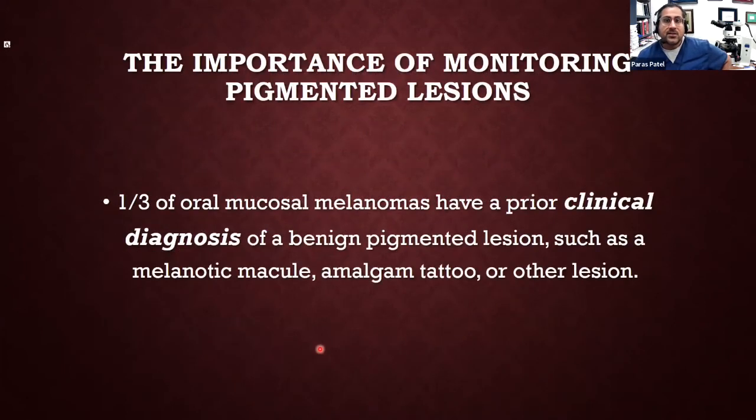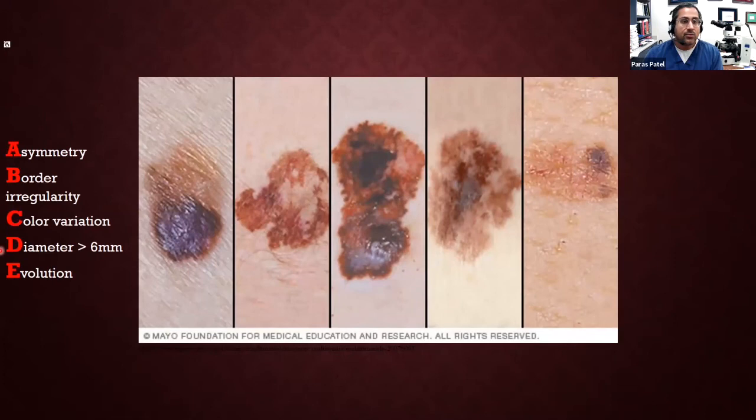All right. This is why all this is important. A third of oral mucosal melanomas have a prior clinical, not biopsy-based, diagnosis of a benign pigmented lesion, such as a melanotic macule, amalgam tattoo, or something else. All right. So a third of these lesions are just clinically written off as something else. And that's why it's really important to be aware of pigmented lesions in general. That's why we use our ABCDE criteria: asymmetry, border irregularity, color variation, a diameter greater than 6 millimeters, and evolution, any evidence of change or further growth or development of other lesions in the area, right?